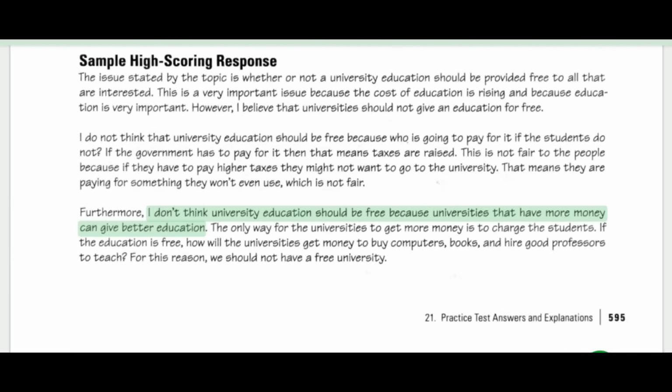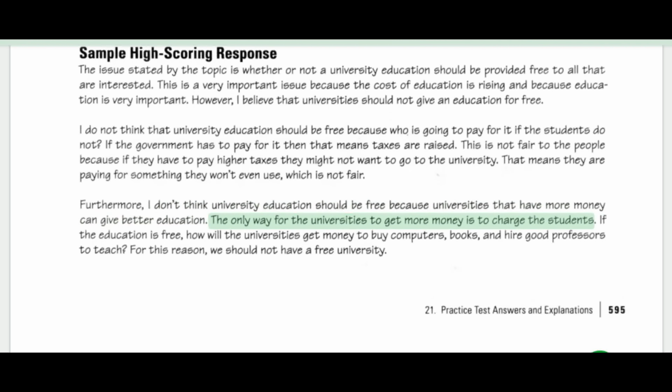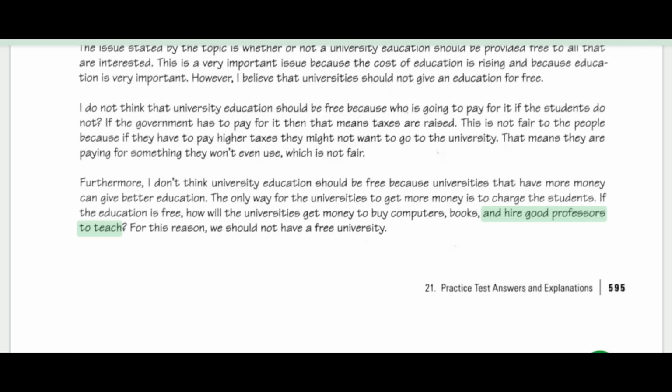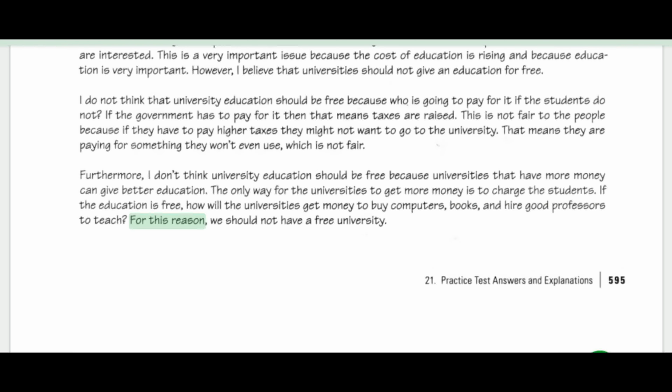Furthermore, I don't think university education should be free because universities that have more money can give better education. The only way for the universities to get more money is to charge the students. If the education is free, how will the universities get money to buy computers, books, and hire good professors to teach? For this reason, we should not have a free university.